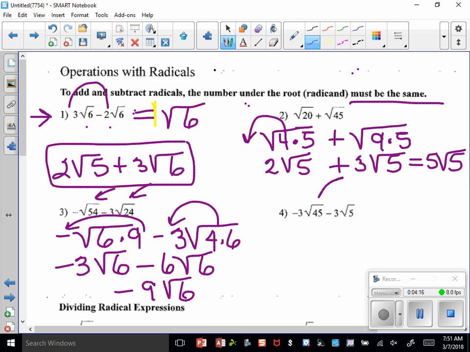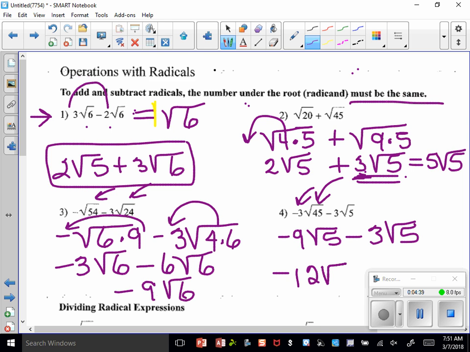All right, so we just did 45 up here. So I'm just going to say 3 rad 5. I'm going to multiply this 3 here by the 3 that's on the outside. So that's going to give me negative 9 rad 5. And I'm going to take 3 rad 5s away. So how many rad 5s do I have? Negative 12 rad 5. Okay, negative 9 and negative 3, you add them together.